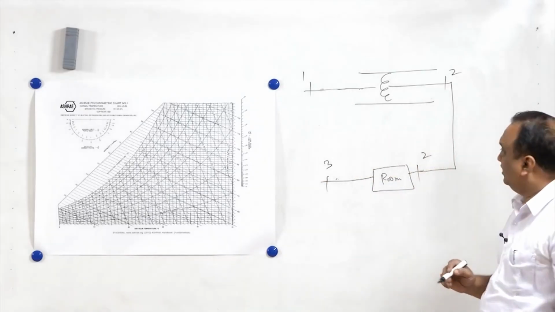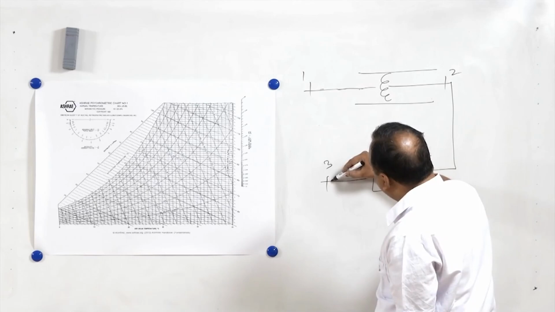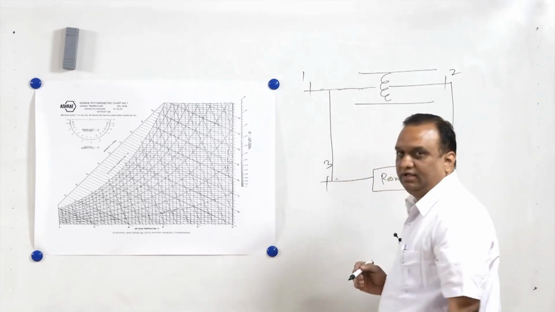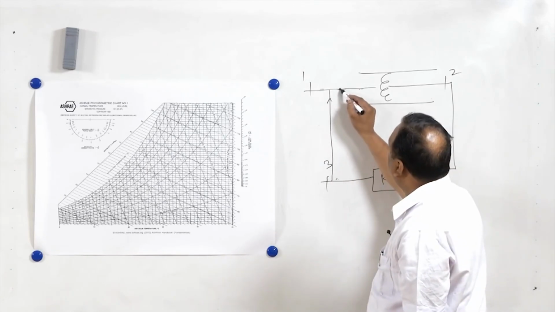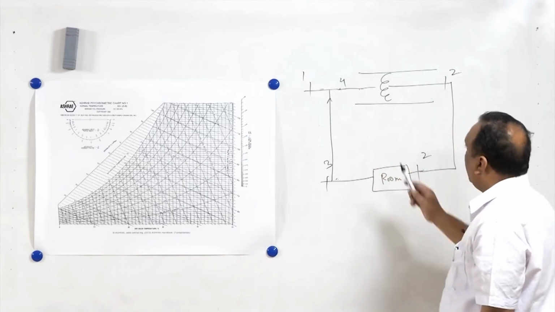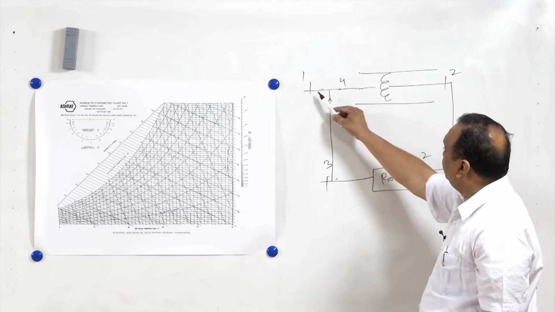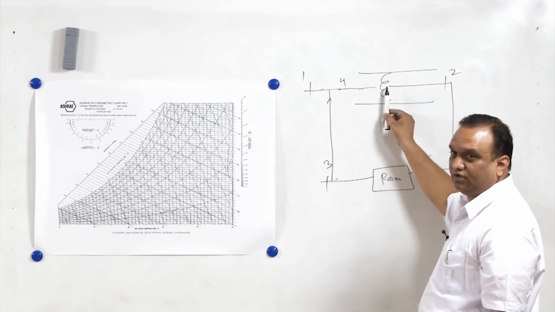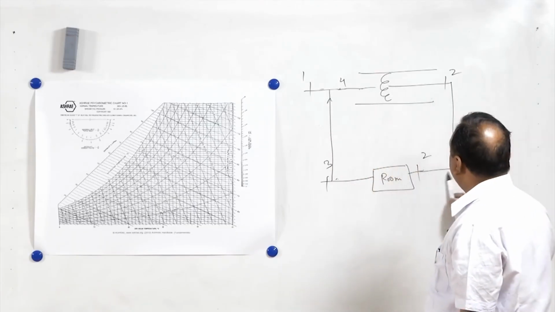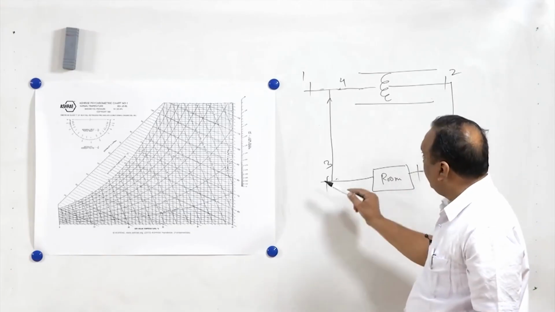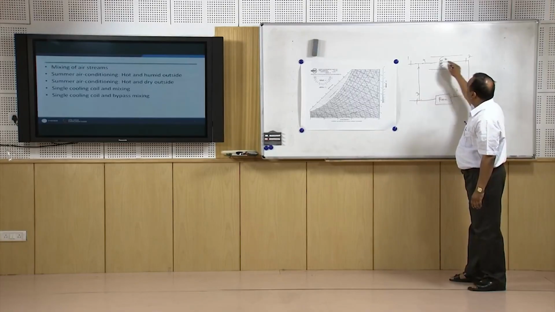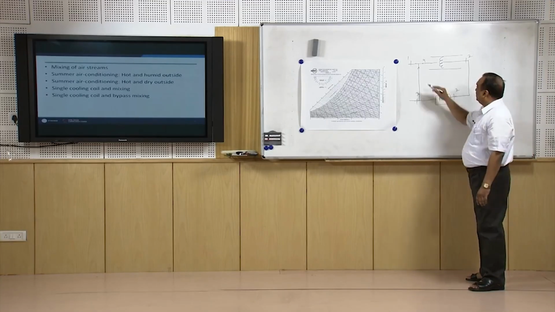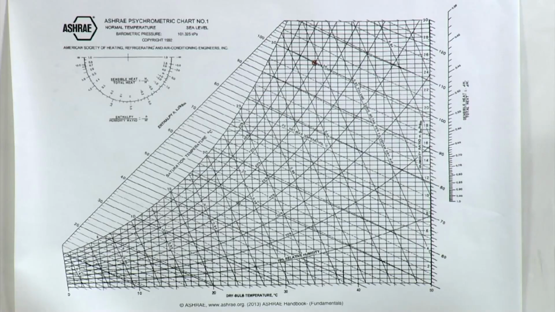At state 3, part of the air leaving the room is mixed with state 1 and we get state 4. The actual diagram is this: the mixture of state 3 and state 1 is entering the coil, getting cooled there, then it is going to the room, and part of the air is vented outside and part of the air again goes for recirculation.